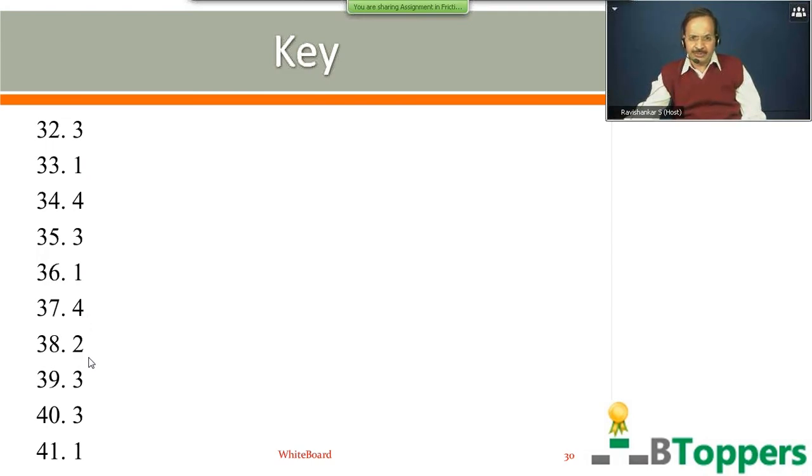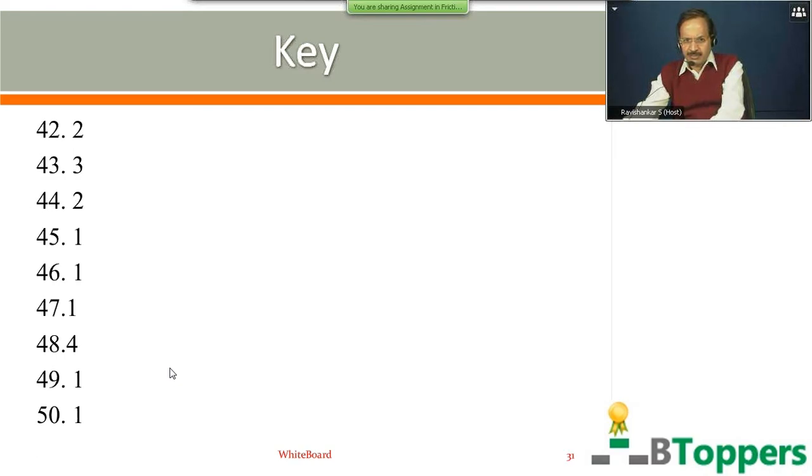Question number 37, fourth option is the answer. Question number 38, second option. For the next two questions, 39 and 40, third option is the answer. For question number 41, first option. For question number 42, second option. For question number 43, third option. You can look at the other answers shown on the screen.